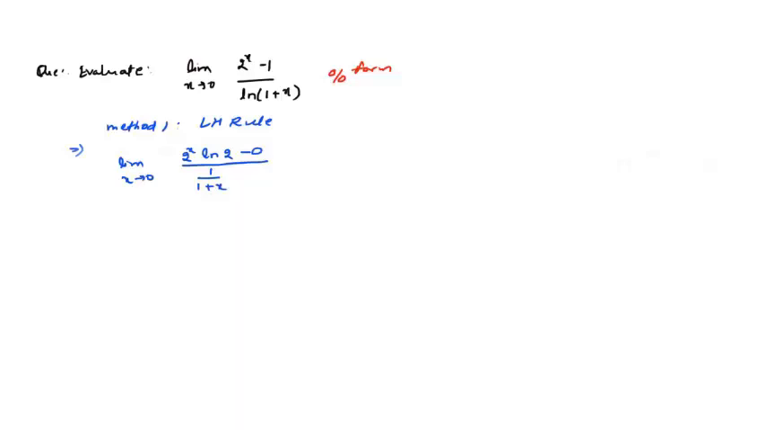So now if we substitute the value of the limit, what do we get? We'll get 2 raised to power 0 into ln of 2 by 1 by 1 plus 0. So it is a determinate form, and we'll get the answer as ln 2.